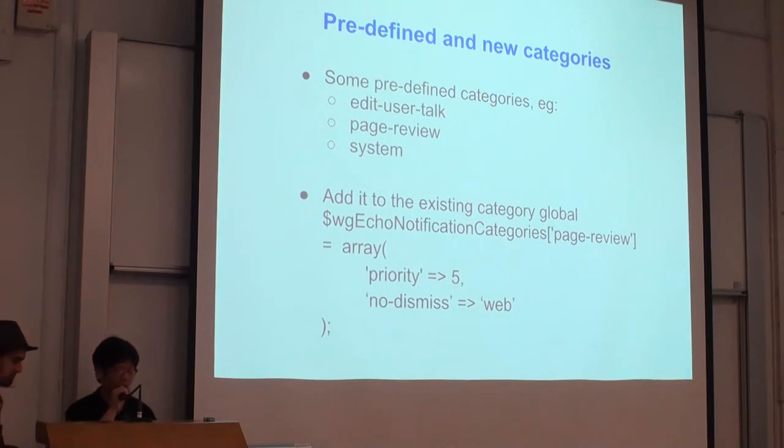So in the code, there are some defined categories, for example, the added user talk, the page review, and the system. The page review is currently used for all the notifications coming from the page duration extension, which handles the page review, the typing, and the navigation. And you can also create a new category by adding it to the existing category variables. So in this example, I'm creating a page within a category. I'm assigning a priority by setting the node to display as property with the graph value. And I look forward to the details in the next slide.